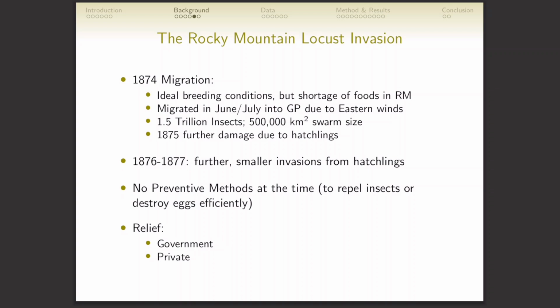Now, as I said, there were no preventive methods at the time, certainly none to repel the insects. I mean, you just had millions of them, even though they tried. They made some effort to try to destroy the eggs, some efficiently, but none of it really worked here. They would try things like drowning the fields. They would put sheets over them. They even built a sort of rudimentary flamethrower to try to burn them all.